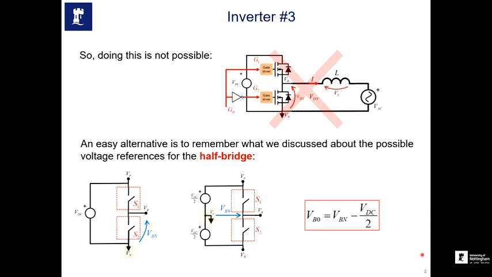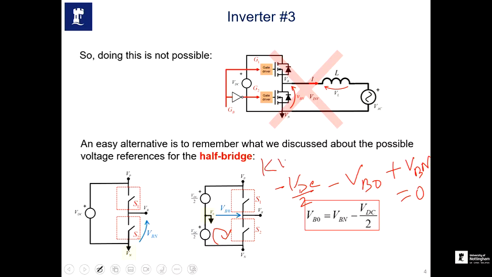VBN minus VDC, because again, quickly, if you do a KVL equation in this loop, which gives minus VDC by 2, and VBO, you see this is on the right hand side, so it will be minus VBO plus VBN. So just by writing a KVL equation, we get this formula, which gives us the expression of VBO, if you take it to the right hand side, is VBN minus VDC by 2.